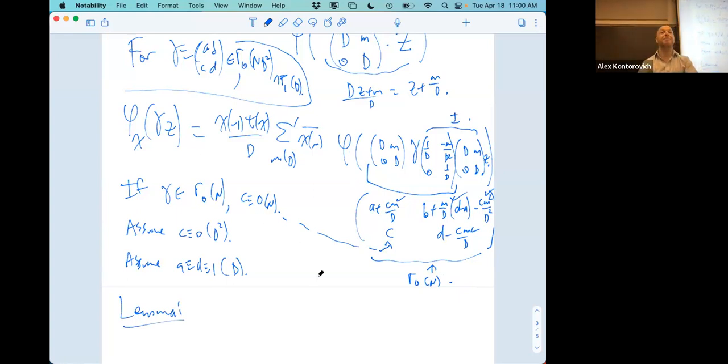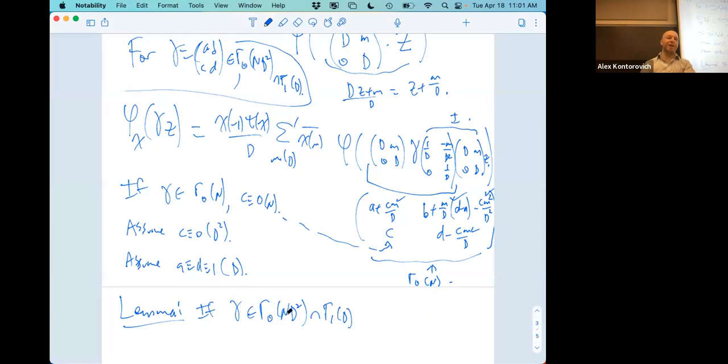Lemma. So when you say gamma belongs to the intersection, we look at gamma in the intersection of gamma naught n and gamma naught d squared. I don't actually care what the congruence group is. I just want to know that there is a congruence group so that phi twisted by chi is automorphic with respect to it. It's just shorthand for the conditions that I want to make sure hold.